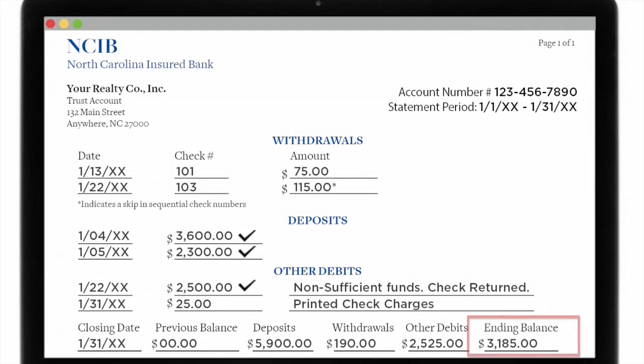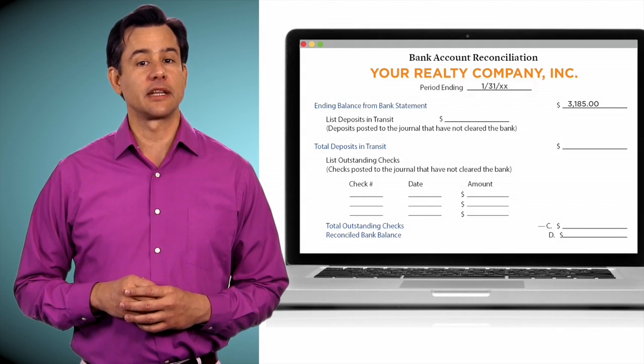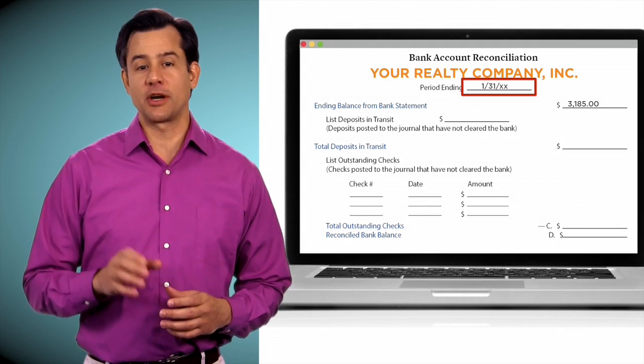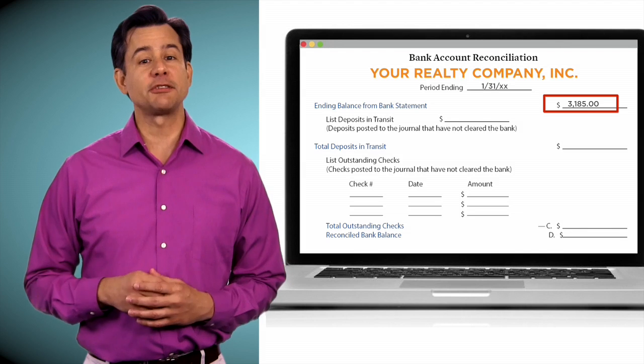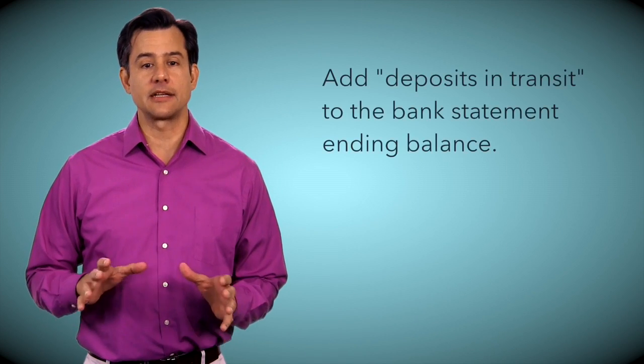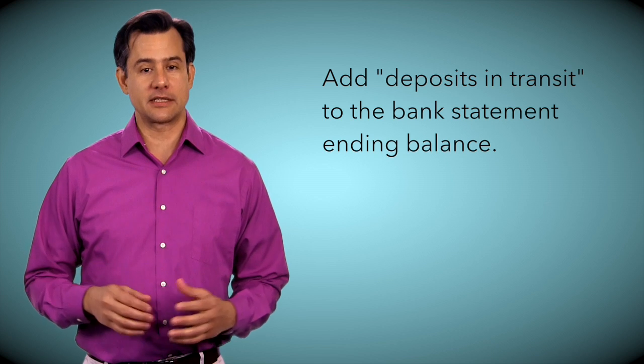Now we're ready to prepare your bank reconciliation. Start with the month ending balance on the bank statement. Enter or write that balance on your bank reconciliation. We are preparing this bank reconciliation for the period ending January 31st. The ending balance from the bank statement is $3,185. Any deposits in transit as of January 31st must be added to the ending balance of the bank statement.